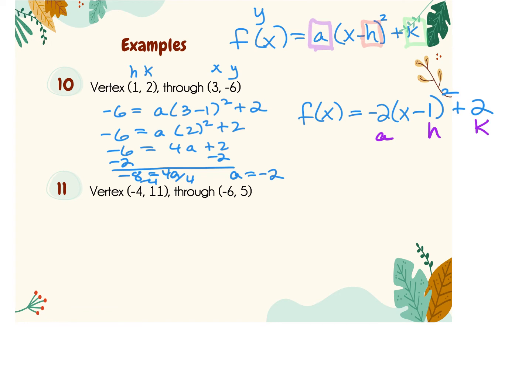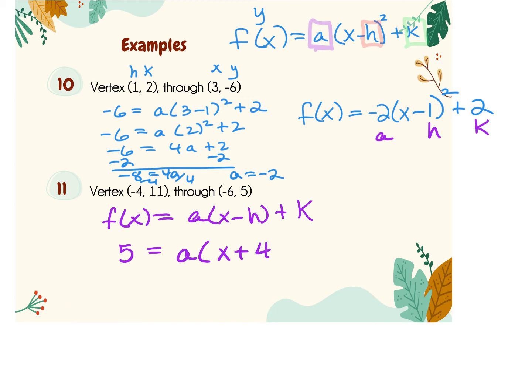So again, we're filling in f of x equals a times x minus h squared plus k. So again, f of x is the y. So my y is 5. I don't know a. My h is -4. So really what I'm going to put in here, a negative becomes a +4. And then the k was 11. And I also have to replace the x. I also have my x value. So my x is -6.